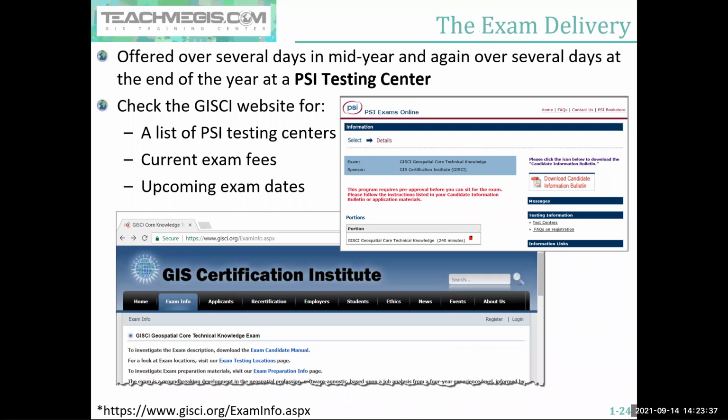The exam is offered over several days in the mid-year in June, and again over several days at the end of the year in December at a PSI testing center, and they're all over the globe. You check the GISCI website for a list of these PSI testing centers and the current exam fees and the upcoming exam dates. So again, you can't take the test sitting at your office or at your house online. You have to physically go to a secure testing center to take the exam, but you can register online.